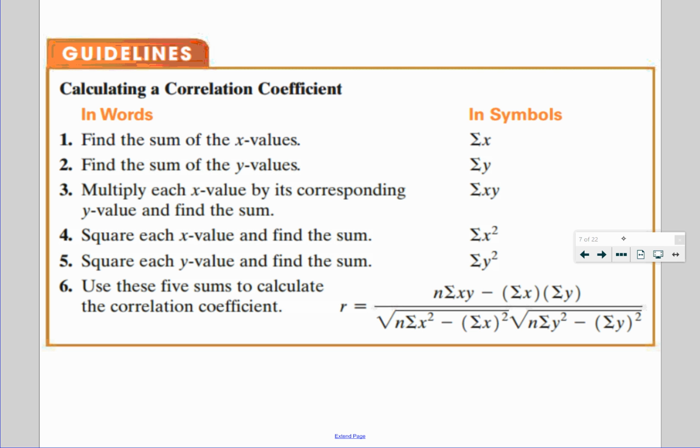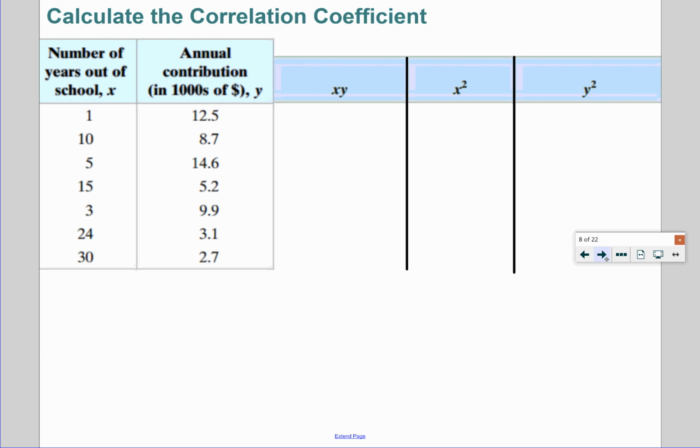And then you plug it in, type it in your calculator, simplify. You get some answer between -1 and +1, and then we can interpret that. All right, so we're going to do this one together. You need a calculator if you haven't grabbed yours yet. There's going to be a lot of multiplying, adding, squaring, all the things.